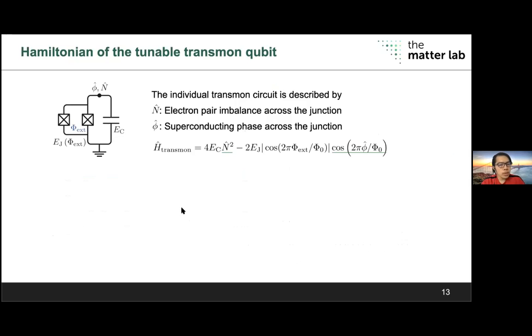So as you already see, in the beginning, this is a single transmon electrical circuit, and it's a tunable one because we have these two Josephson junctions, and there's a loop present here, and by threading external magnetic field through this loop, you can tune the energy gap of this system here.